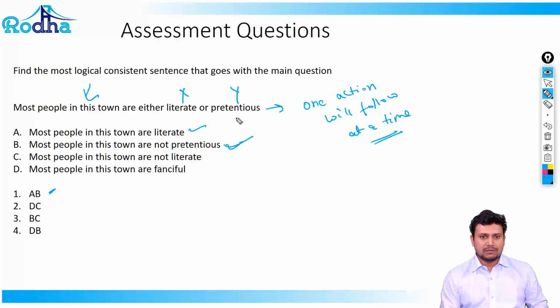But let's try and check the other way around. Let's take this to be true. Let's say most people in this town are pretentious. What they have smartly given here is most people in this town are fanciful. They have given a synonym of the same word. What we do not know from this is whether fanciful always equals pretentious. Therefore, since this is the doubt that we have in our mind, we'll go with the first option that we have got, and therefore very easily we have got our answer as AB. I hope this was clear. Let's go on to the next one.